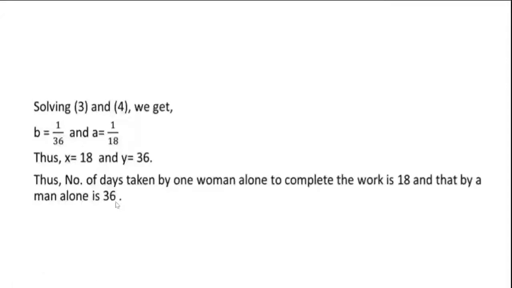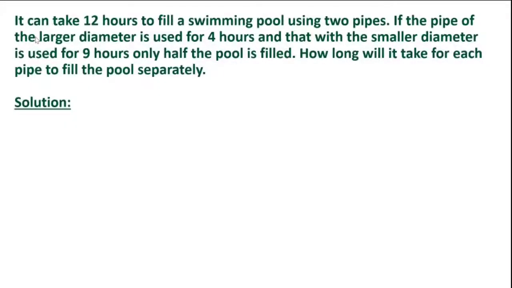Similar question I am doing. It can take 12 hours to fill a swimming pool using 2 pipes if the pipe of the larger diameter is used for 4 hours and that with the smaller diameter is used for 9 hours only. Half the pool is filled. How long will it take for each pipe to fill the pool separately?